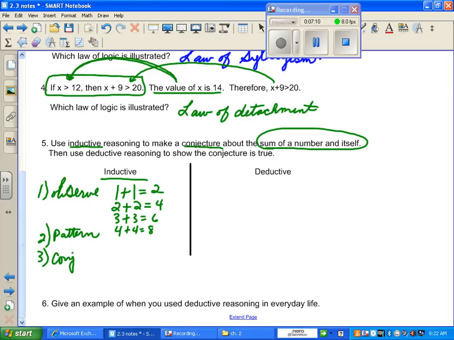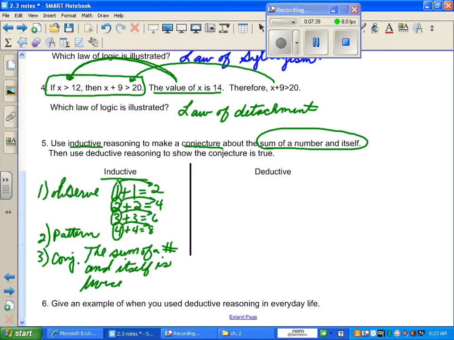My conjecture, maybe you can see what's going on, if this is my number, when I add the sum of a number and itself, the answer is twice our number. So I'm going to say the sum of a number and itself equals twice the number. The sum of a number and itself is twice the number.